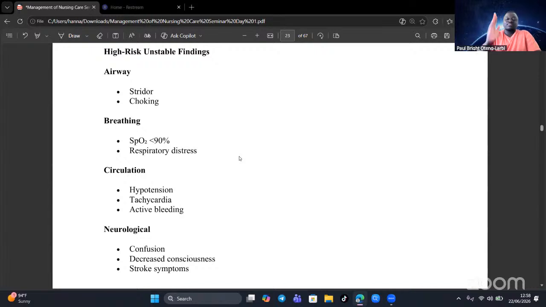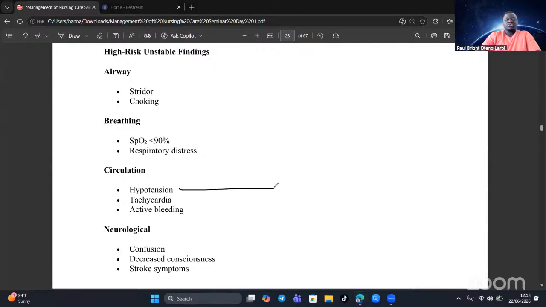So these are examples of some of the unstable. When we started, I told you, how will you be able to know that this person has an unstable cardiovascular system? And people mention so many, which is here. So hypertension, tachycardia, active bleeding. It means the patient is unstable. It's an example. Somebody always gets hypertension. Yes, this patient is unstable.